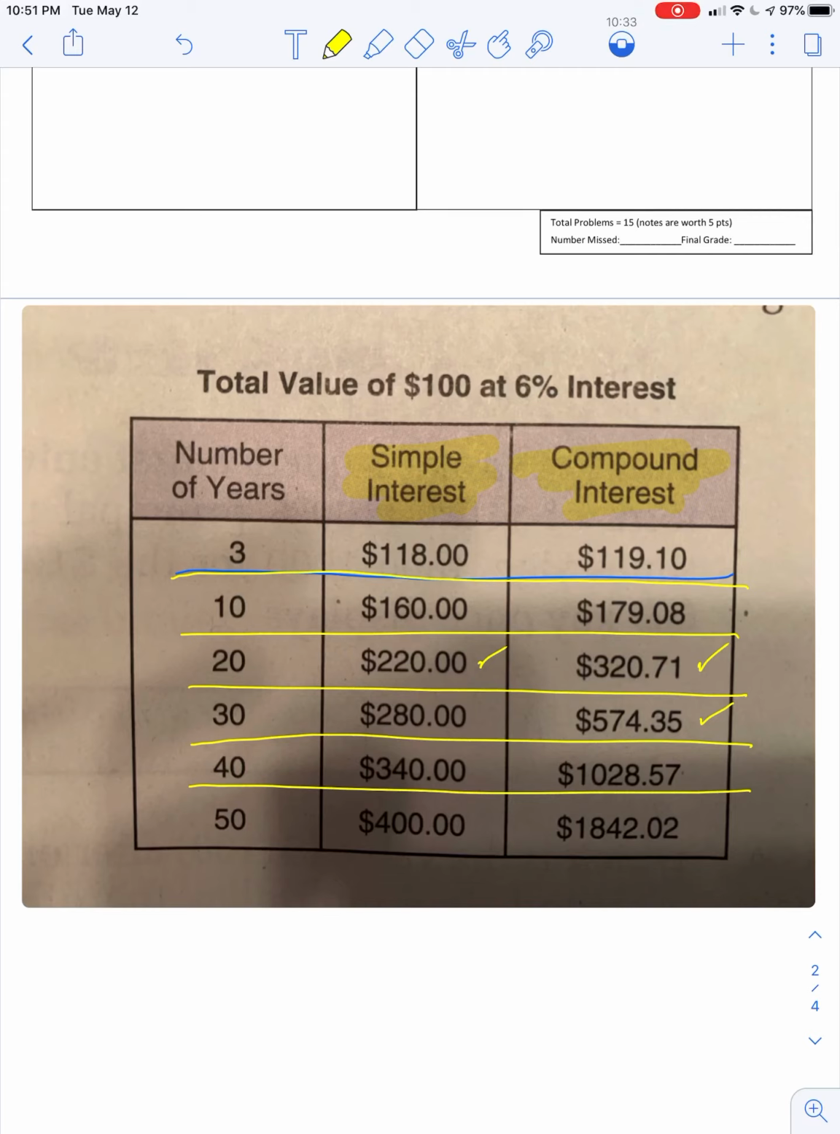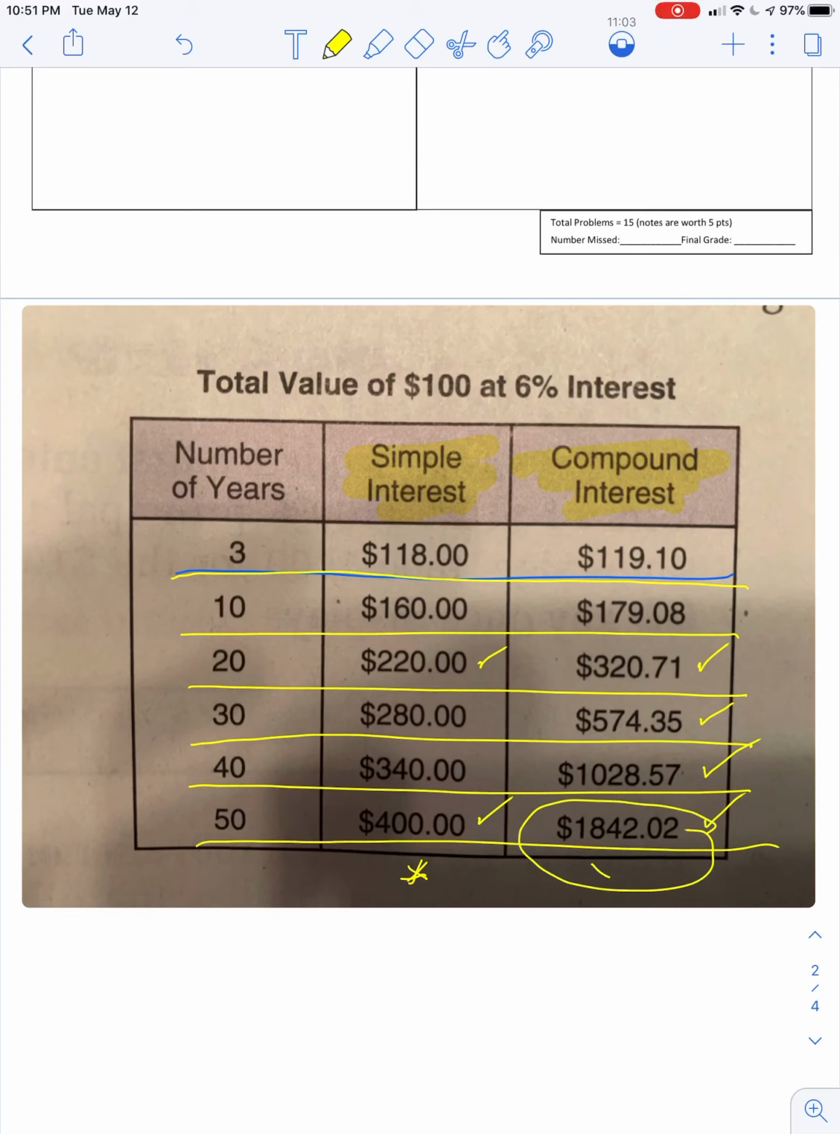But being paid compound interest, where you're being paid interest on your principal plus all your accumulated interest, you're all the way up to $1,028.57. And then finally, after 50 years, you can see the big jump here. $400 is what you would have in a simple interest account, and your compound interest account would have ended with a balance of $1,842.02. That is more than 4 times the amount of what you would have in this account.